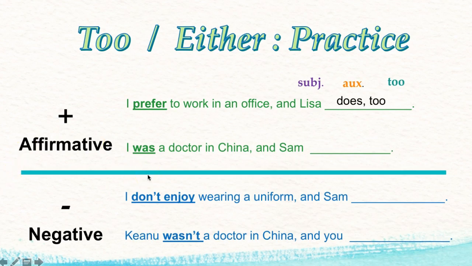So in this one, we have the be verb. When you use the be verb, you also need to use the be verb for the auxiliary. So let's check this one out. I was a doctor in China and Sam was too. So you keep the verb in the same tense, was, so we use the past tense auxiliary as well.